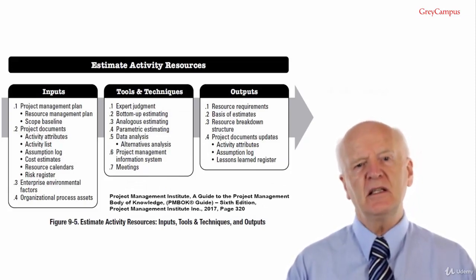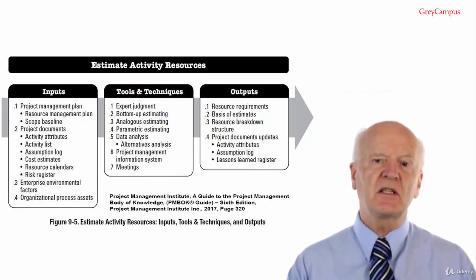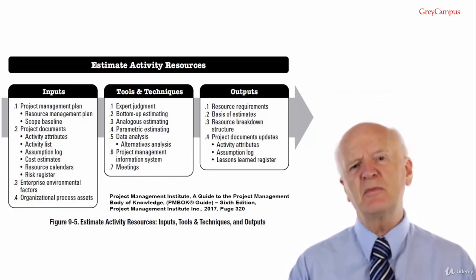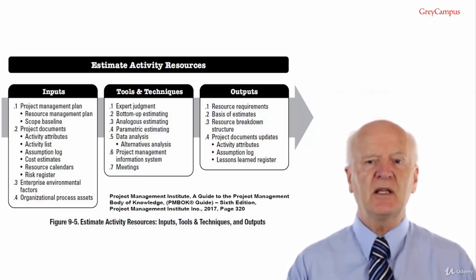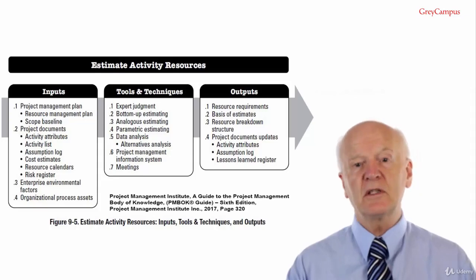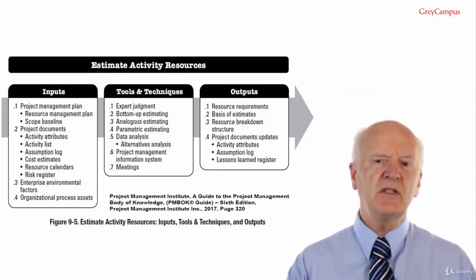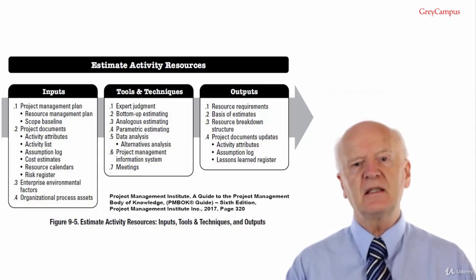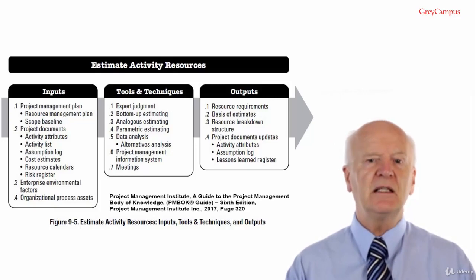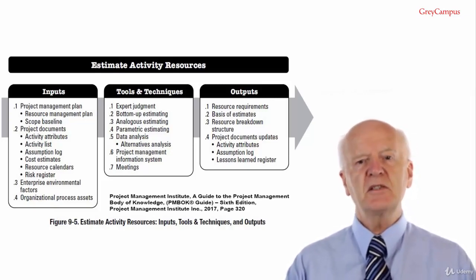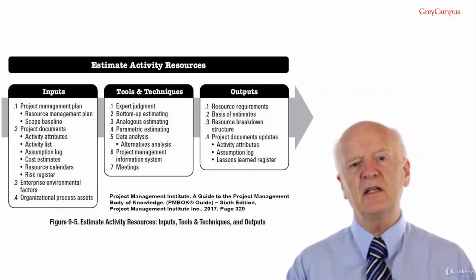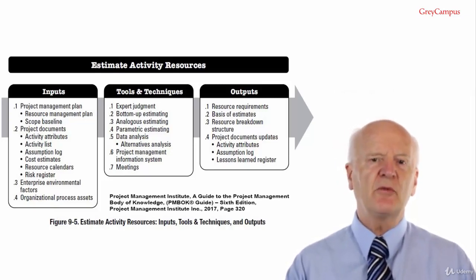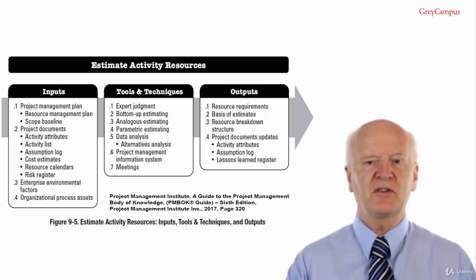The documents that need to be updated as a result of carrying out this process include activity attributes. The activity attributes are updated with the resource requirements. The assumption log is updated with assumptions regarding the type and quantity of resources required. Additionally, any resource constraints are entered, including collective bargaining agreements, continuous hours of operation, planned leave, etc. Lessons learned register. This can be updated with techniques that were efficient and effective in developing resource estimates and information on those techniques that were not efficient or effective.